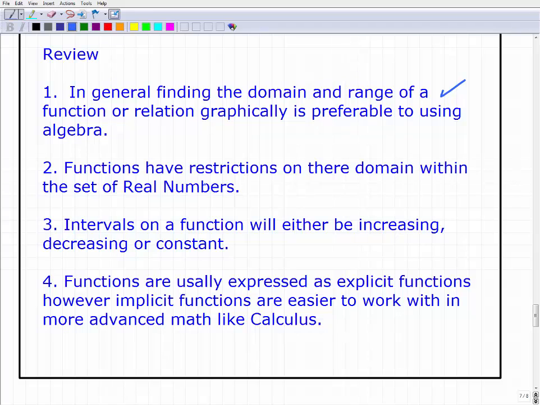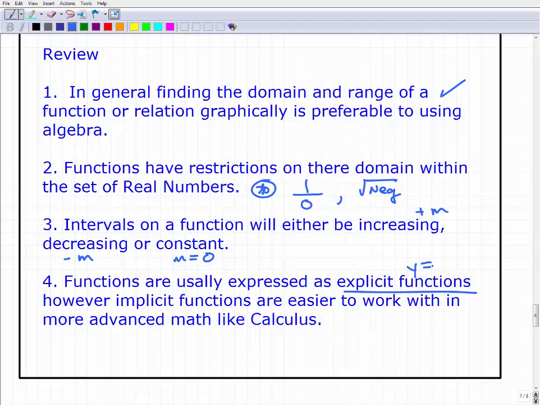Functions have restrictions on their domain within the set of real numbers. Remember, when we're talking about the set of real numbers, there's two conditions. One, we can never have 0 in the denominator, and the next is we can never have a negative underneath a square root or an even root. Okay, so we have to stay away from those two restrictions. The next is intervals on a function will either be increasing, decreasing, or constant. Again, think of the slope. So increasing is like having a positive slope, decreasing is like having a negative slope, and constant is like having a slope of 0. And lastly, functions are usually expressed as explicit functions, in other words, y equals.